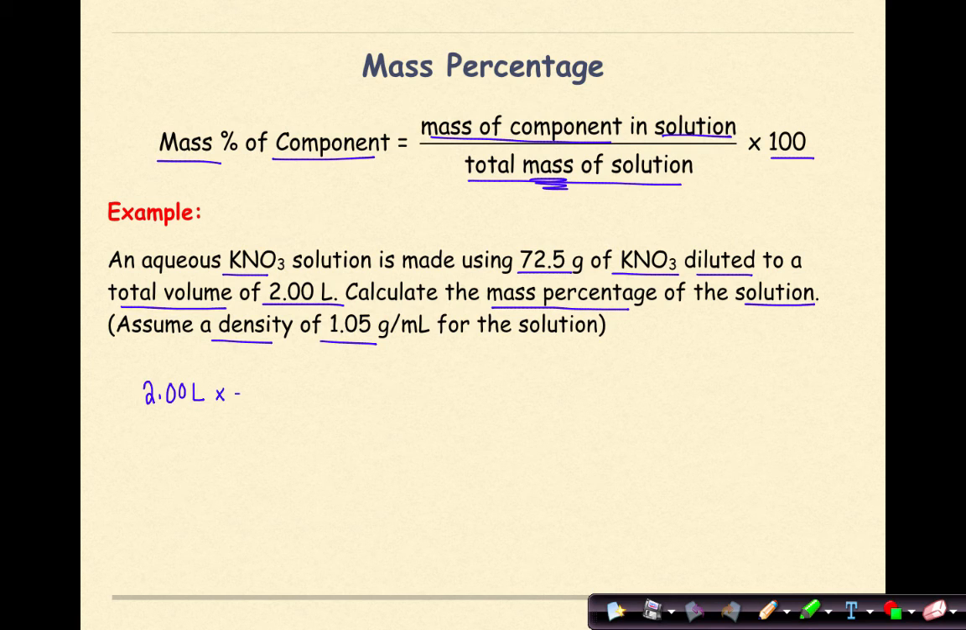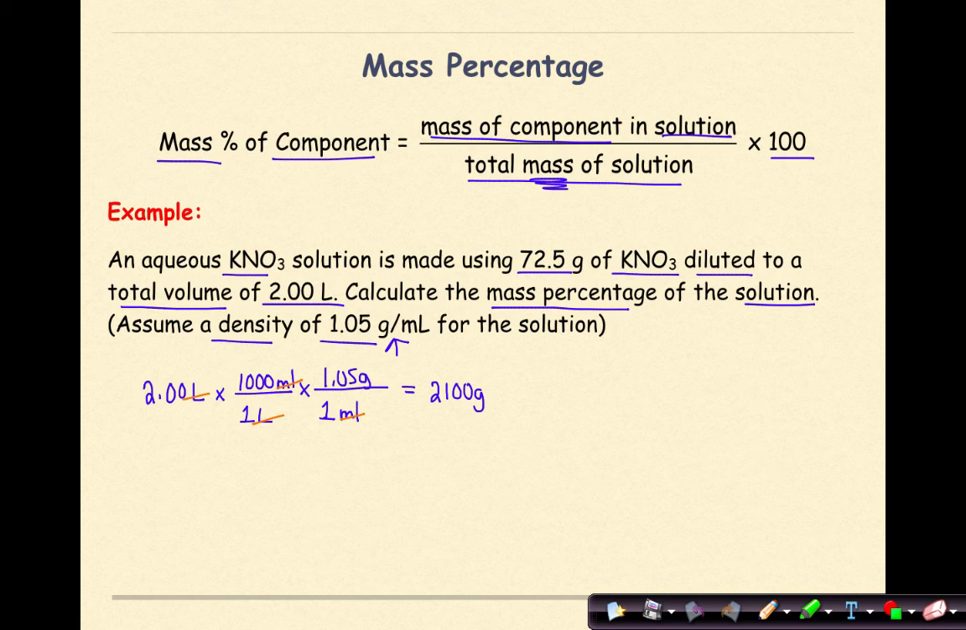So we know that for every 1 liter, there is 1,000 milliliters. And then we're going to use the density that they gave us, which tells us that for every 1 milliliter, there is 1.05 grams. Now, I know that I've set this up correctly if all my units cancel, so liters cancel liters, milliliters cancel milliliters, and I'm left with grams, which is the unit that I want in the end. So if I work this out, I get 2,100 grams of solution.